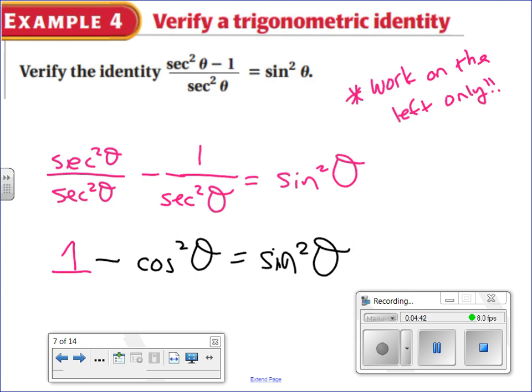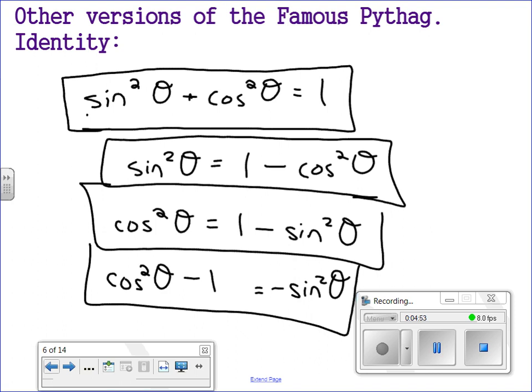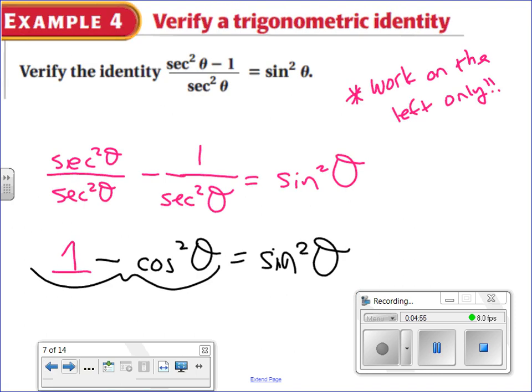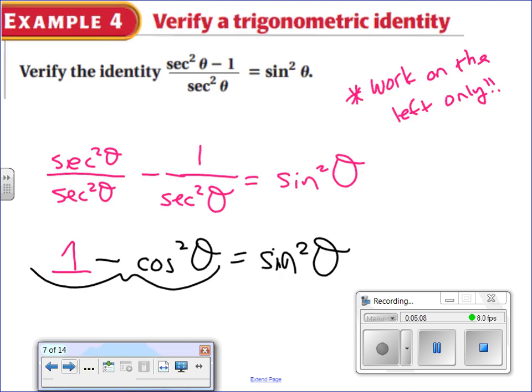We're not working on the right, we are only working on the left. Do you recognize this from maybe, I don't know, 5 minutes ago? 1 minus cosine squared theta. Let's go back and peek. 1 minus cosine squared theta. Do you see it? Right here, 1 minus cosine squared theta. So that's why we did that prep work. We rearranged our identities so we would recognize things. So 1 minus cosine squared theta equals sine squared theta.